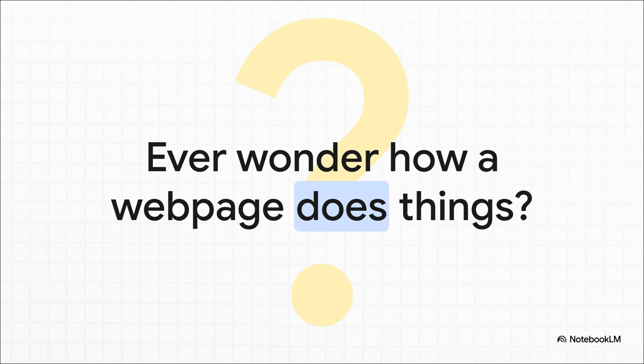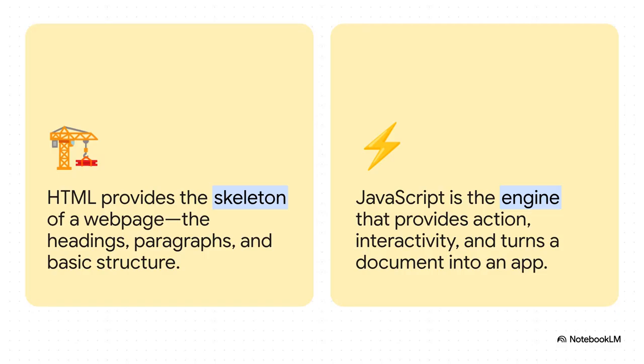When you click a button or you watch a video or you see a live score update on a sports site, how does a web page suddenly just come alive and react to you? Well, the magic behind all of that interactivity almost every single time is JavaScript. Here's probably the best way to think about it. If HTML is the skeleton of a web page, the basic structure, the headings, the paragraphs, then JavaScript is the engine. It's what gives it power.